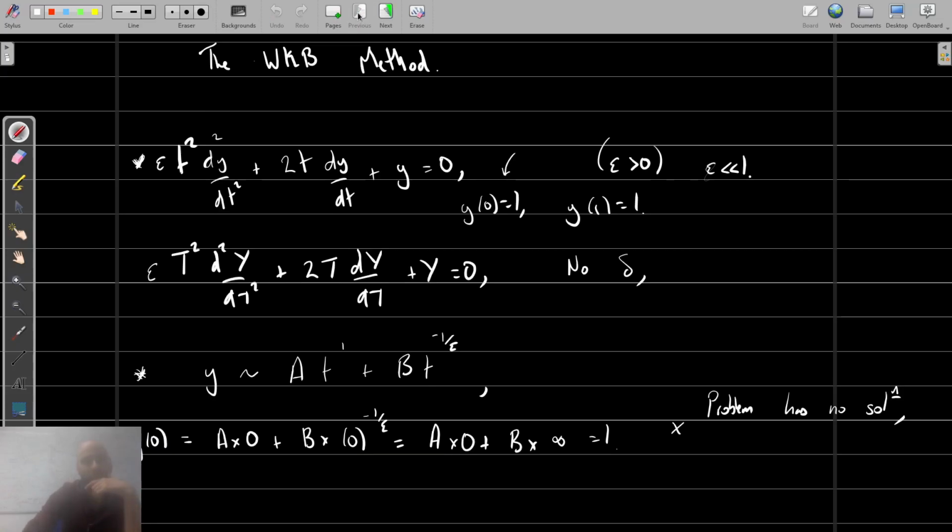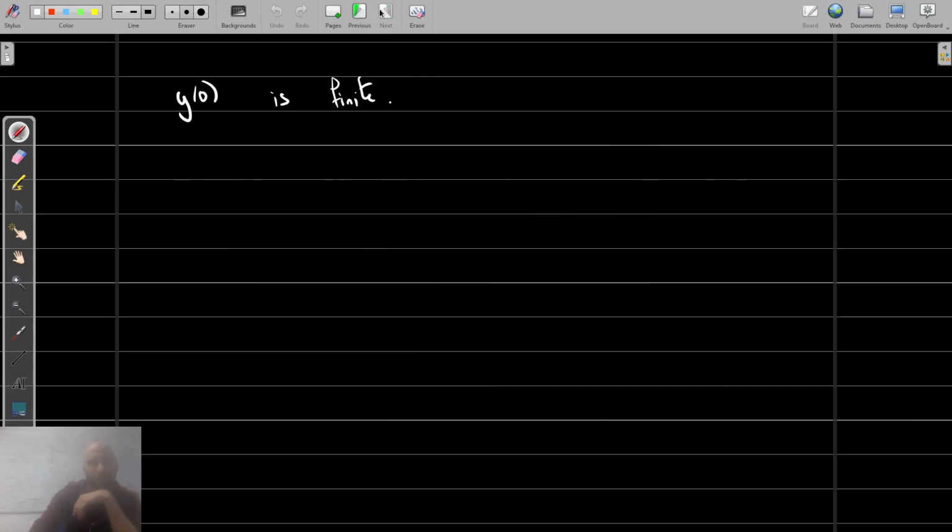So let's try, instead of setting this equal to 1, to see what happens if we change that condition to y of 0 is finite. If you have a look at this, y of 0 is going to be a times 0 plus b times infinity. Right now this is infinite, and the problem is coming from this step. So right now it doesn't satisfy the boundary condition that y of 0 is finite.